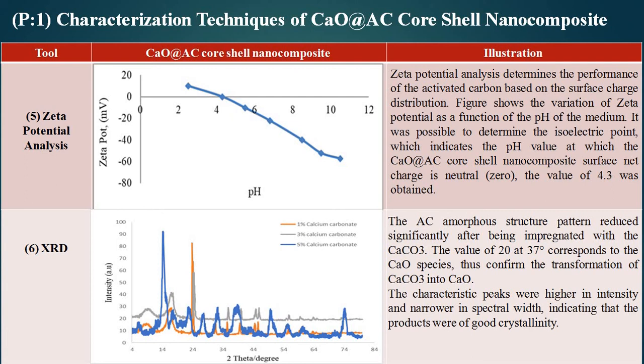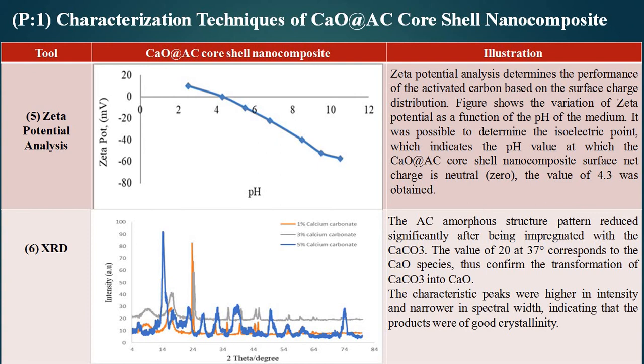With respect to the XRD for crystallinity and the crystal structure of the prepared material, the activated carbon amorphous structure pattern reduced significantly after being impregnated with calcium carbonate. The 2 theta value at 37 degrees corresponds to the calcium oxide species, which confirms the transformation of calcium carbonate into calcium oxide.